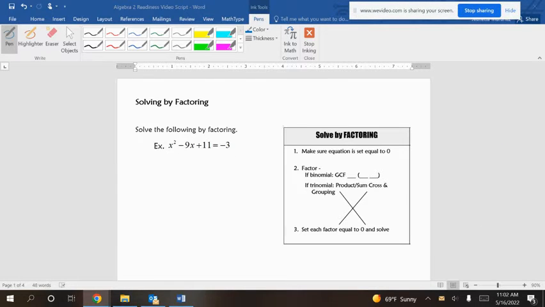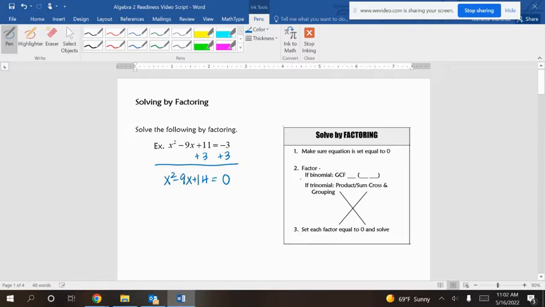Since the right-hand side is not a 0, I'm going to have to move it to the other side to make it 0. So I'm going to add 3 to both sides since it's a negative 3. Negative 3 plus 3 gives you 0. 11 plus 3 gives you 14. The rest won't have anything to combine with it. So we're left with x squared minus 9x plus 14.